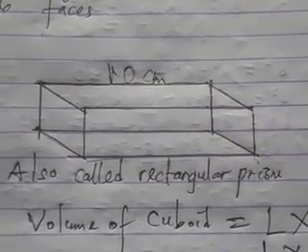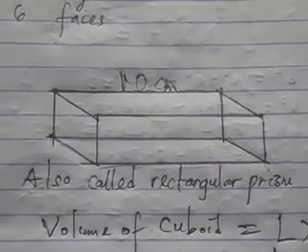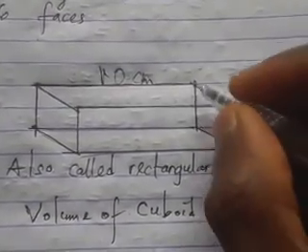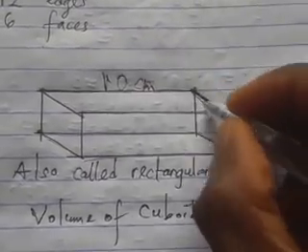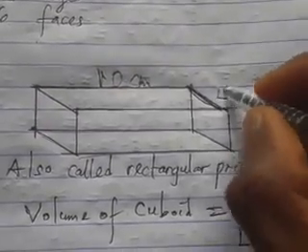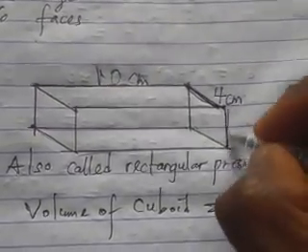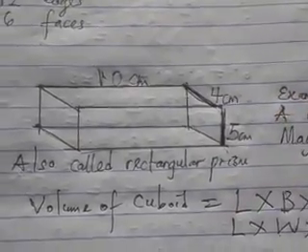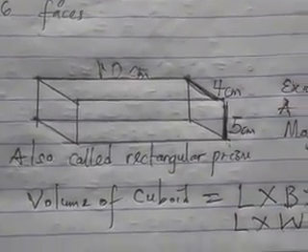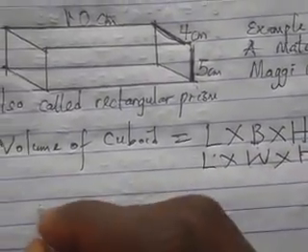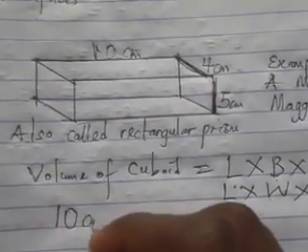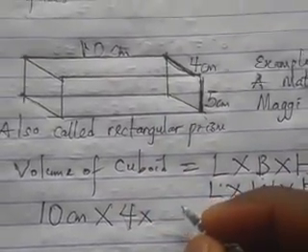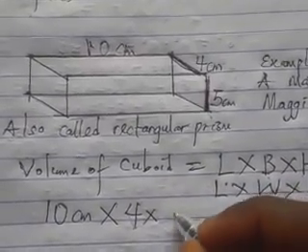What am I solving? I am solving the volume of a cuboid. The longest side is 10 centimeter. The breadth, this side, is 4 centimeter, and the height, how tall it is, have you seen it, is 5 centimeter. I say calculate the volume of the cuboid. The volume of a cuboid is length times breadth times height. The length in my question is 10 centimeter, the breadth 4 centimeter. That means 10 times 4 times 5.